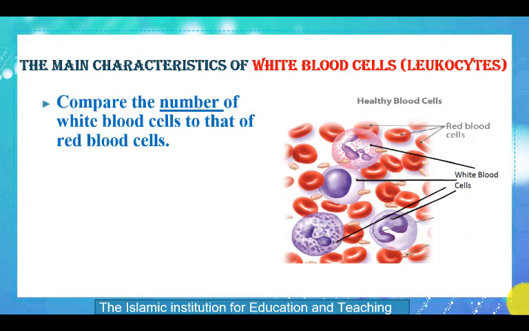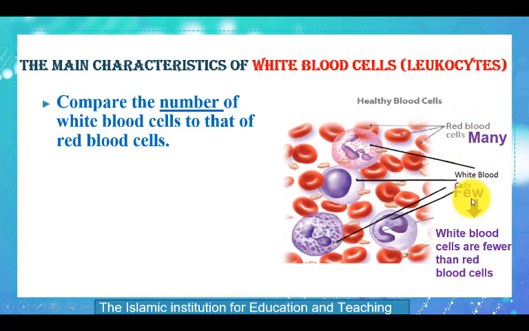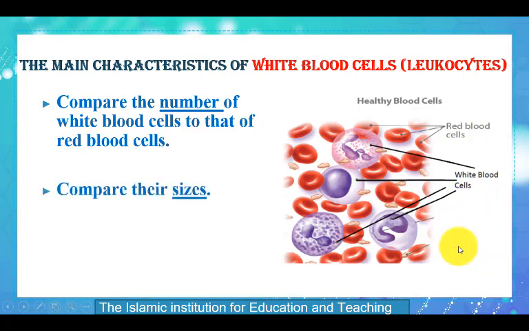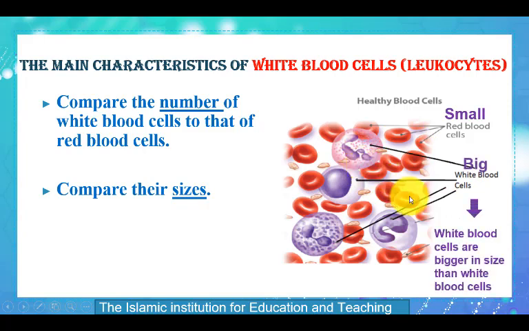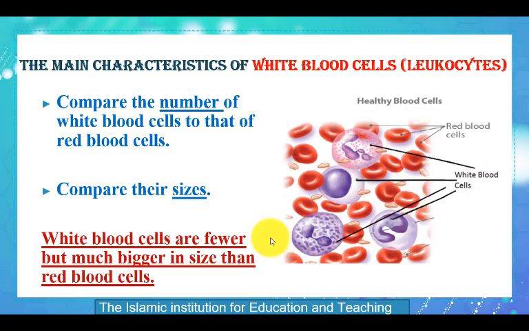Please compare the number of white blood cells to that of red blood cells. Yes, white blood cells are few, while red blood cells are many. Then, white blood cells are fewer than red blood cells. Compare their sizes. Please pay attention. Red blood cells are small, while white blood cells are big. Then, white blood cells are bigger in size than red blood cells. Hence, white blood cells are fewer but much bigger in size than red blood cells.